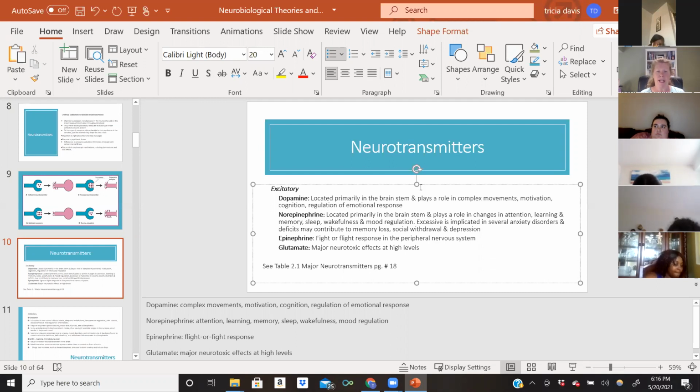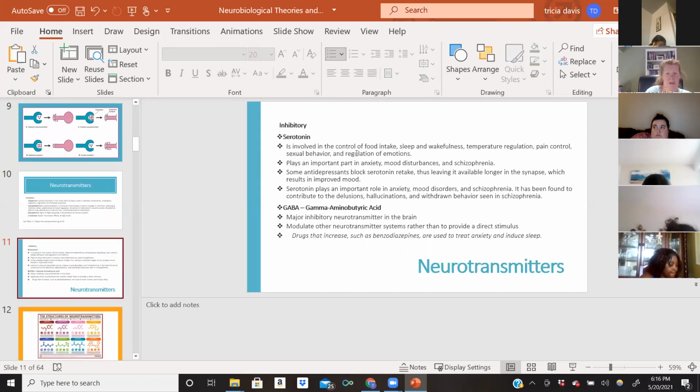And then epinephrine, that's our fight or flight response in the peripheral nervous system. And then glutamate has major neurotoxic effects at high levels, not so much when they're lower. Our inhibitory neurotransmitters are going to be serotonin and GABA.